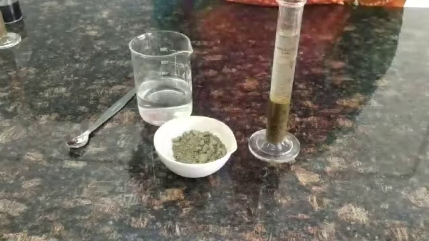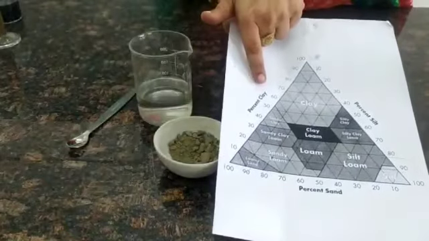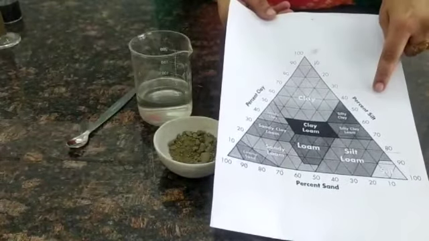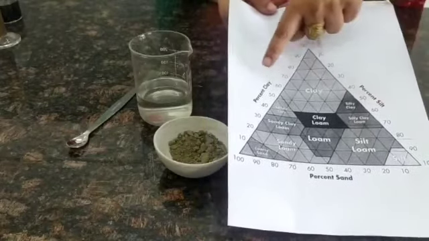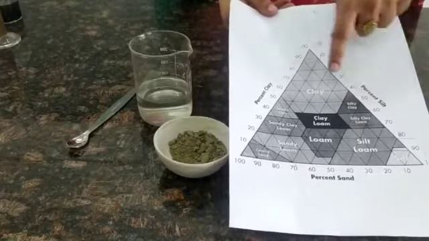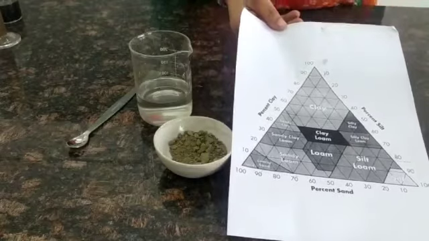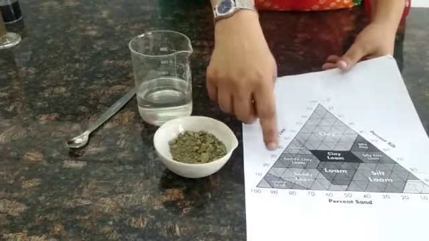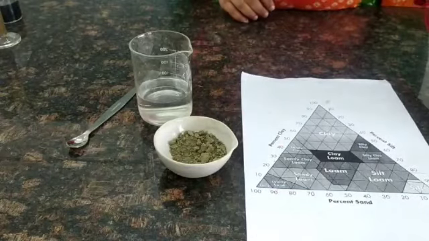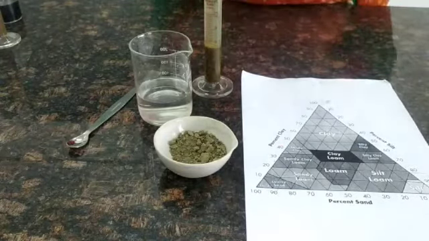This is the soil texture triangle and we are going to calculate the texture of the soil by plotting the line on this soil texture triangle. This triangle has % clay, % silt and % sand on its three sides.